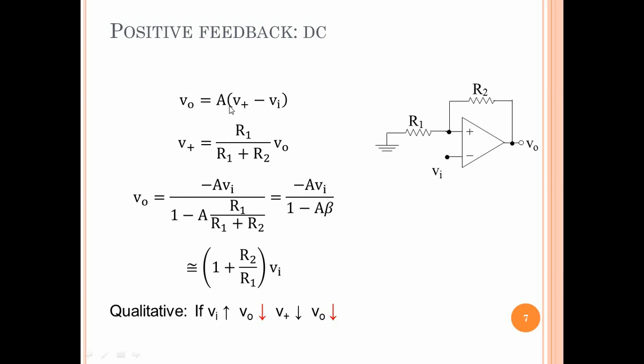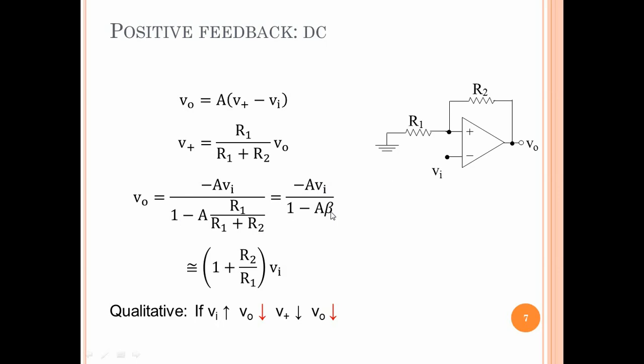Now notice that the VO term on the right hand side is positive. So when it goes to the left hand side, it becomes negative. So when we solve this for VO, we will get two negative signs here. Minus A VI divided by 1 minus A R1 by R1 plus R2. And again, this term is just beta. So we could write this as minus A VI over 1 minus A beta.